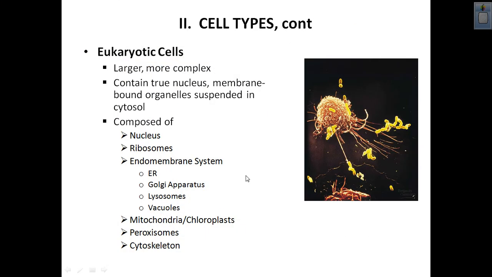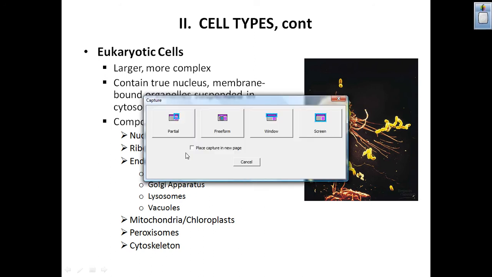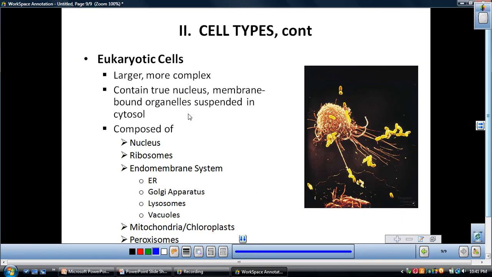Now, for us, and not just for us, for plants, for protists, for fungi. So now the rest of this unit, we're going to be talking about eukaryotic cells and all the organelles that are in a eukaryotic cell. So they are larger, okay, more complex than a prokaryote. They do have a true nucleus.